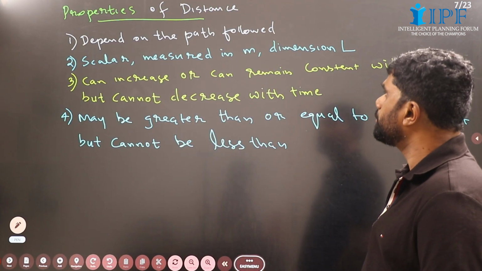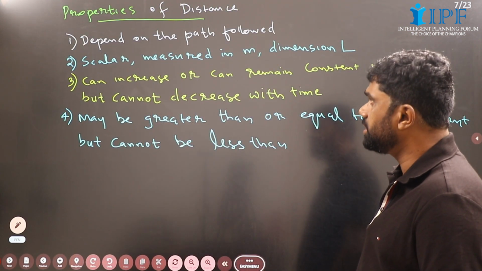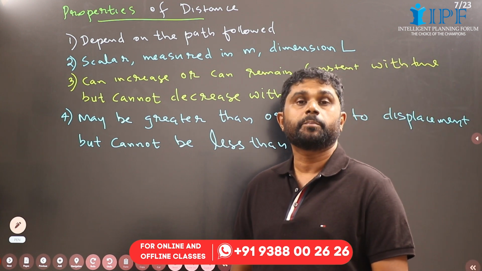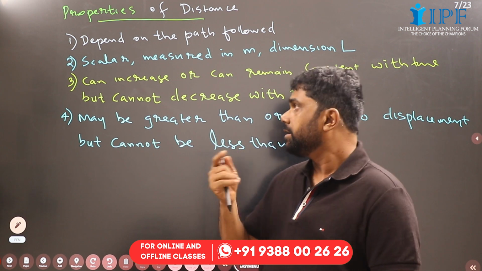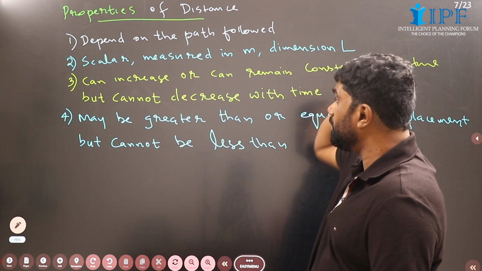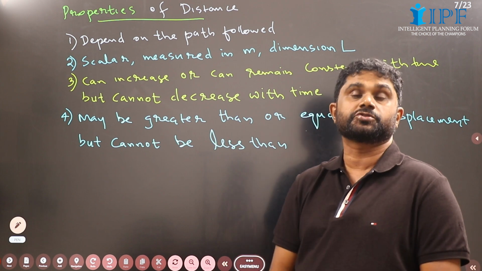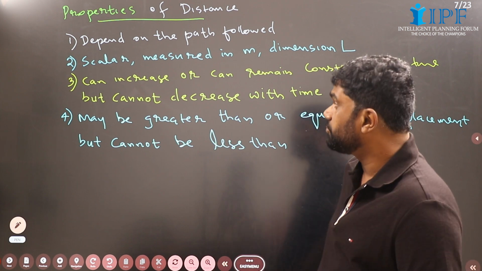Now consider the properties of distance traveled. Distance traveled is also called the path length. It depends on the path followed. It depends not only on the initial and final position, it depends also on the path followed.